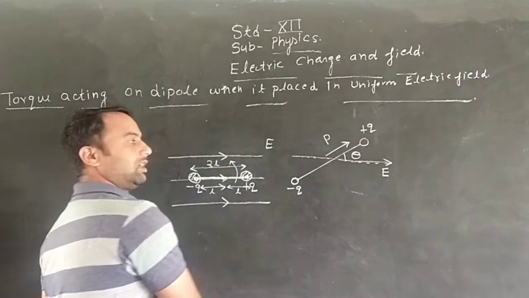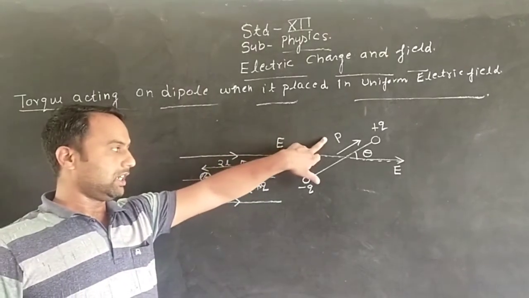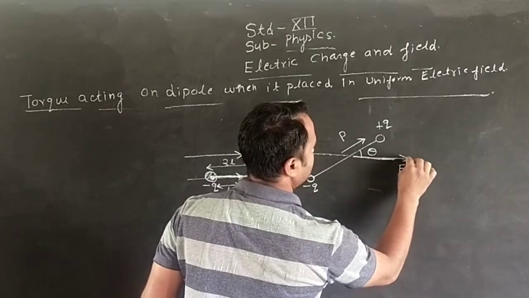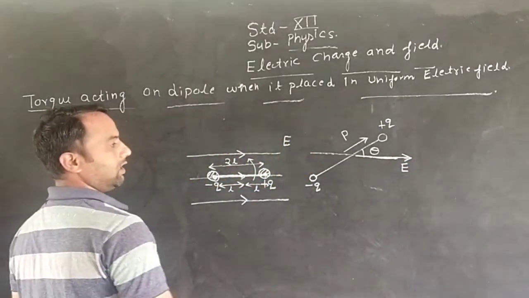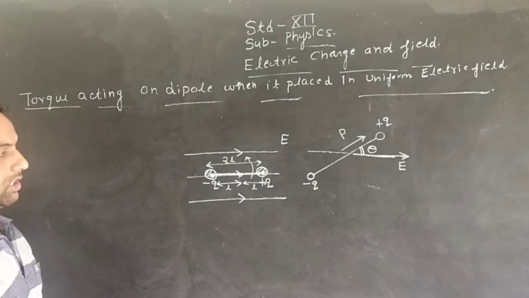In the previous lecture, we introduced the dipole and the direction of the dipole. This is the direction of the dipole. This is the direction of the electric field, and the angle between the electric field and the dipole moment is theta.